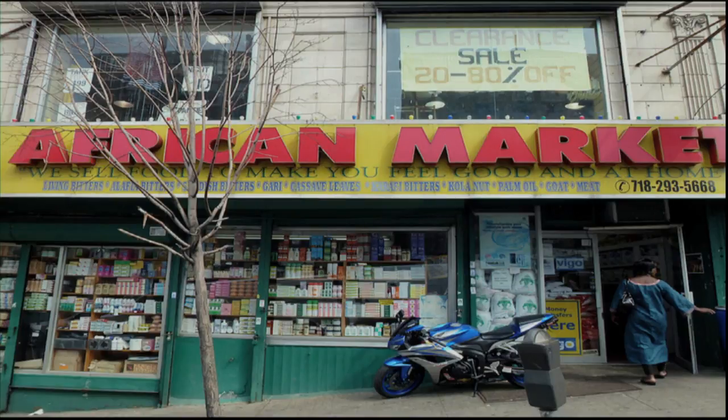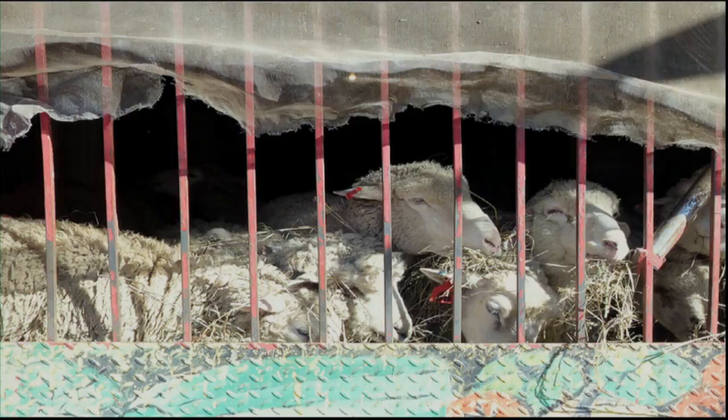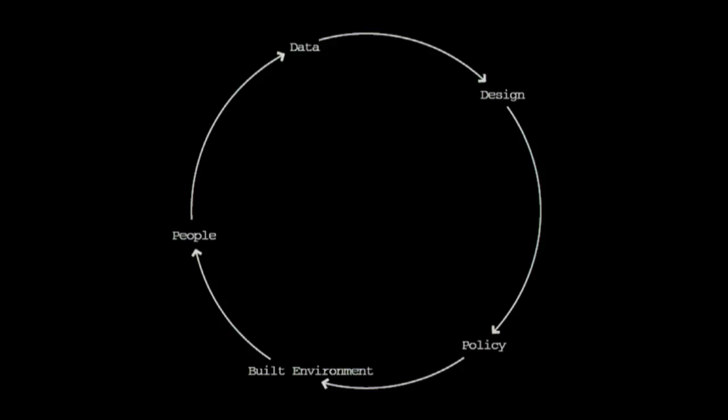So this is, of course, my favorite since I'm from South Africa. The African market, we sell you food to make you feel good and at home. And this is 137th Street in the Bronx, where a lot of people from Ghana come shopping and send money back to very small farms in Ghana to raise goats, and they actually raise goats in the Bronx too.